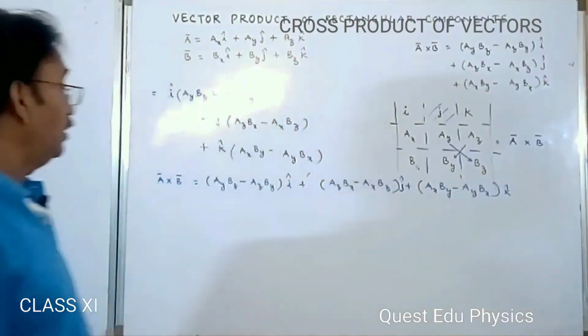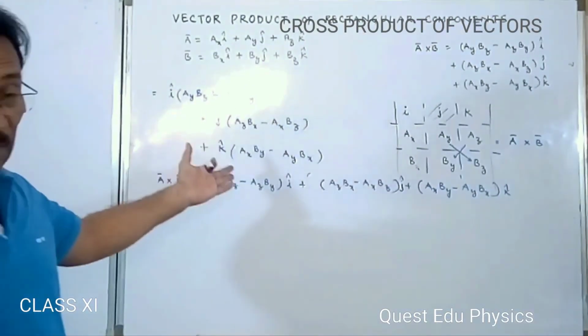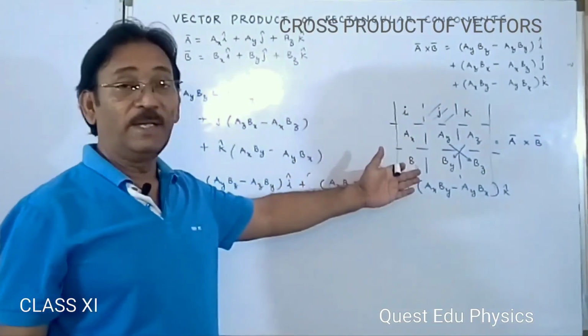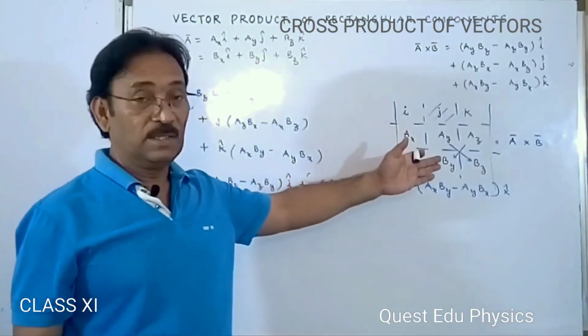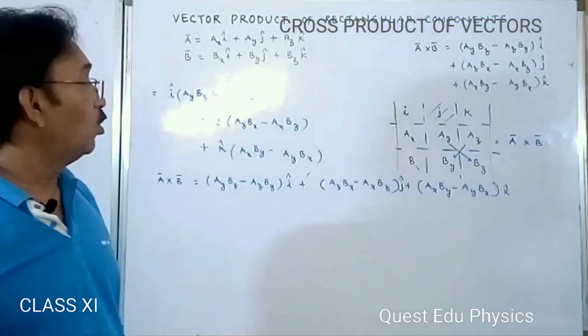The same result we yielded when we multiplied in the other way. I think it is a better way to multiply the two vectors. It is the vector product of two rectangular components of the vectors.